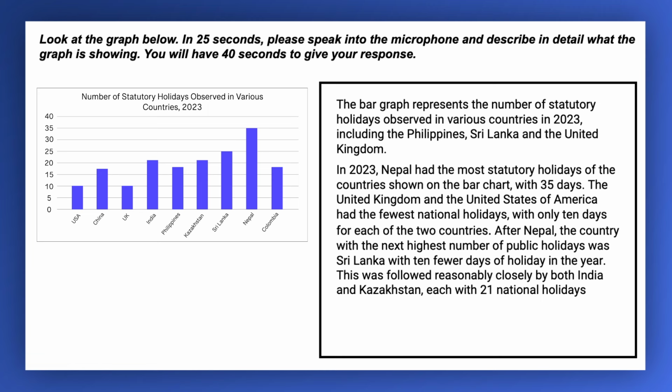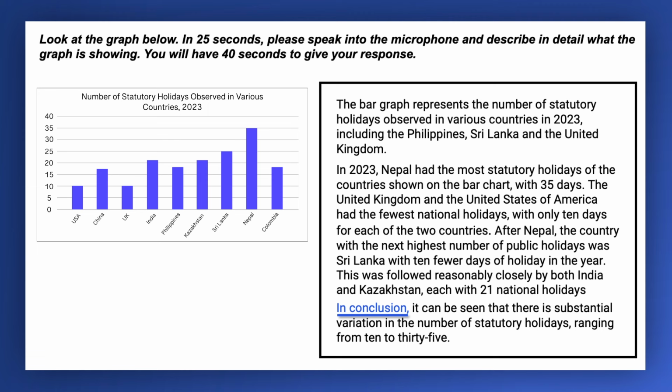For this part, we need to make sure that we complete a sentence that begins with "in conclusion." Let's make an overarching general statement. In conclusion, it can be seen that there's substantial variation in the number of statutory holidays, ranging from 10 to 35.